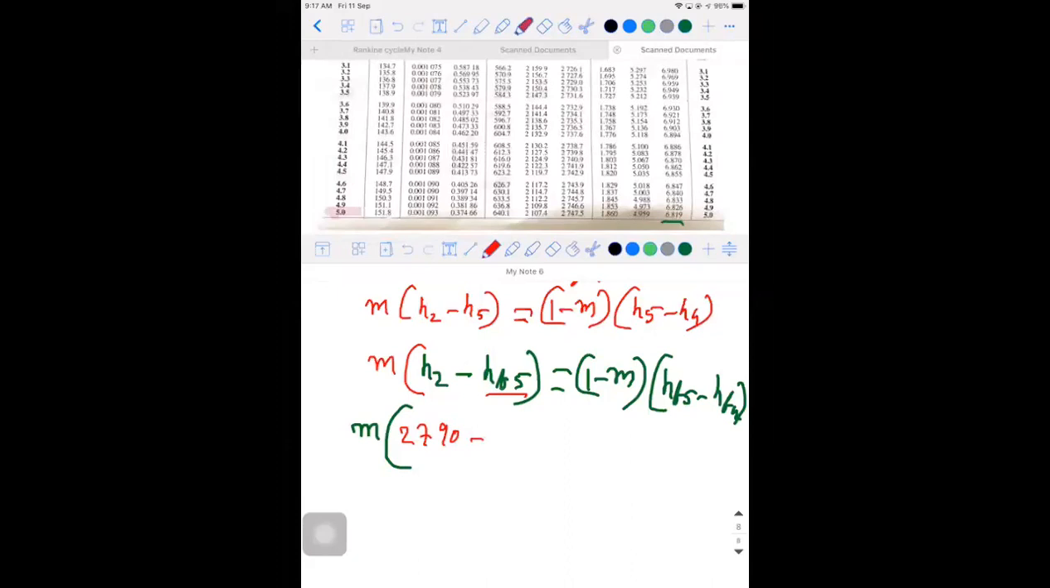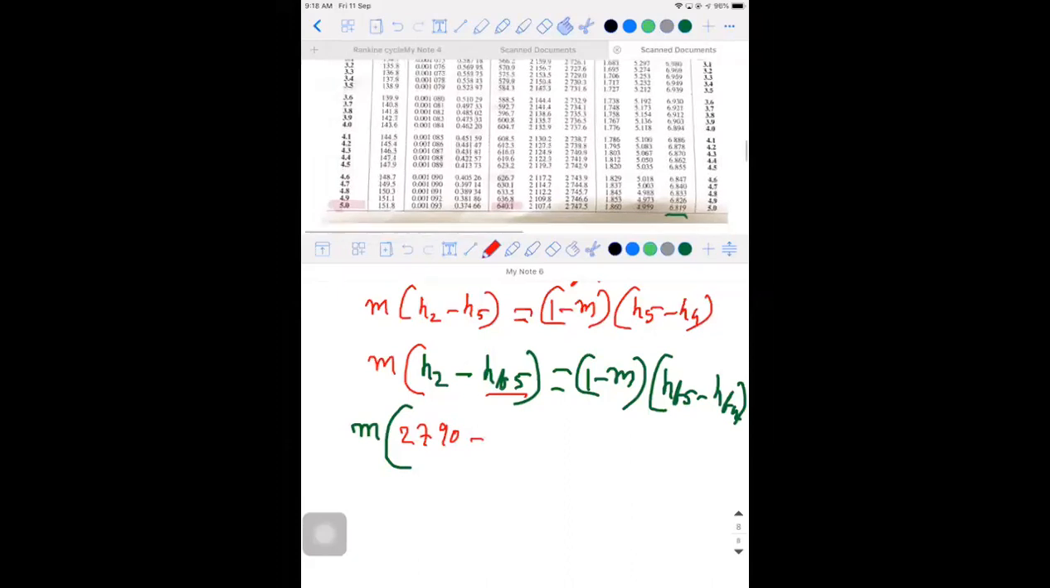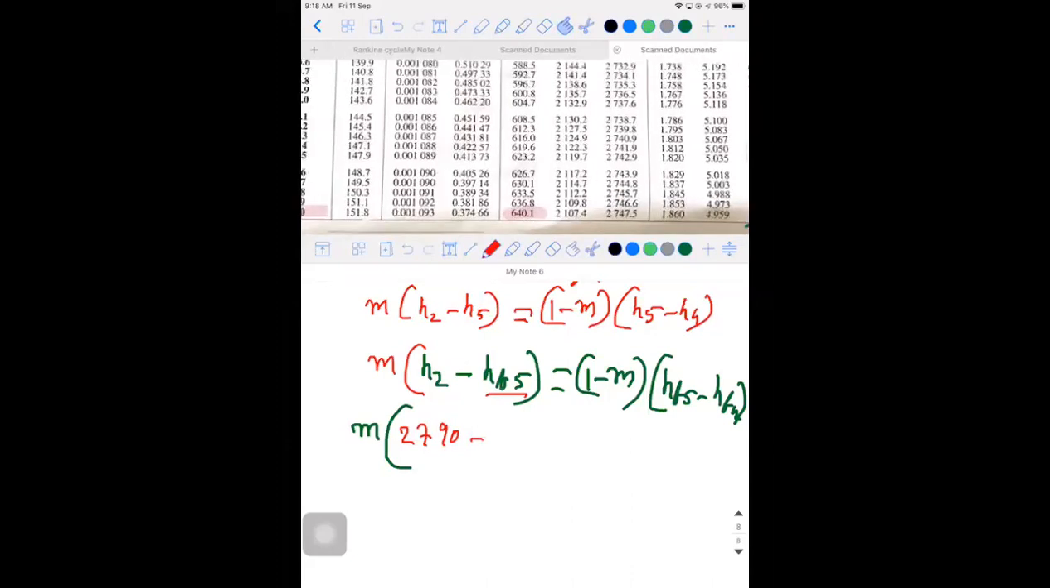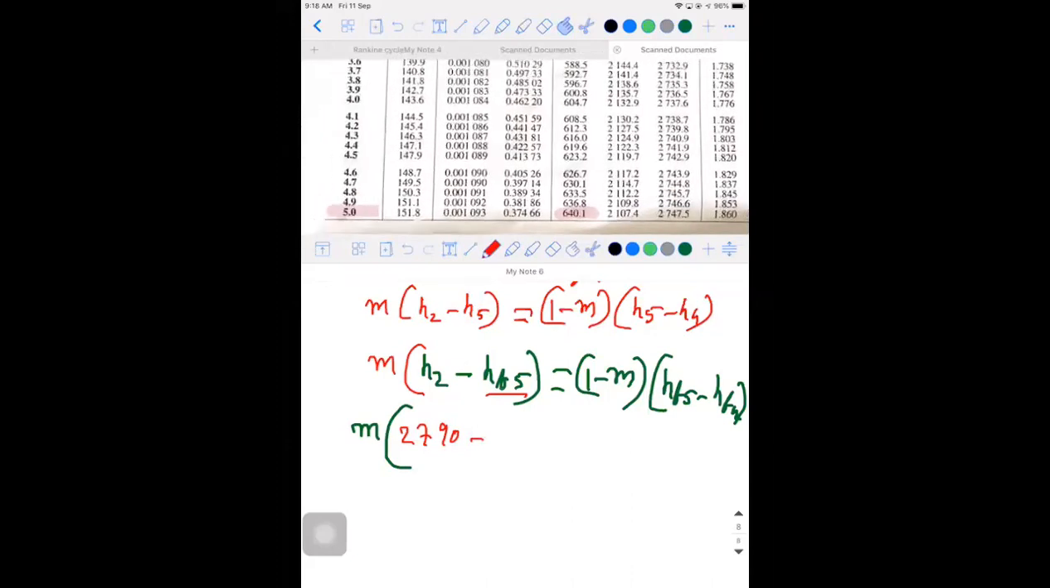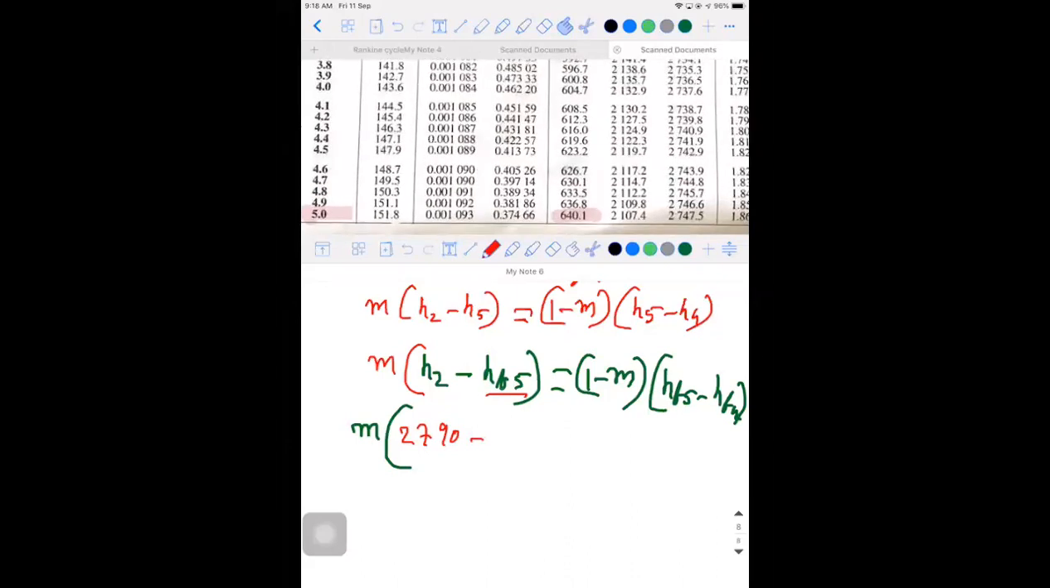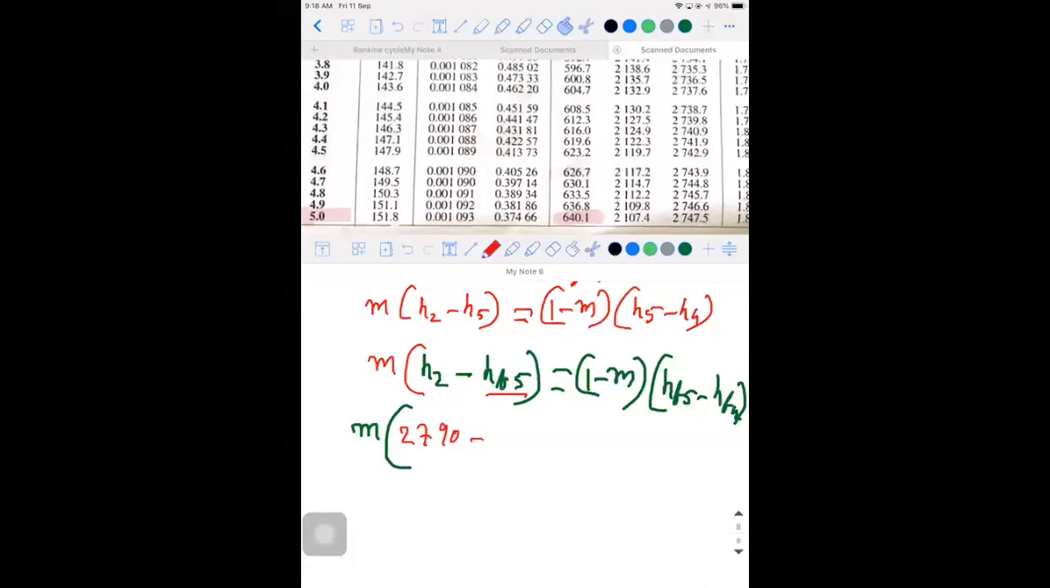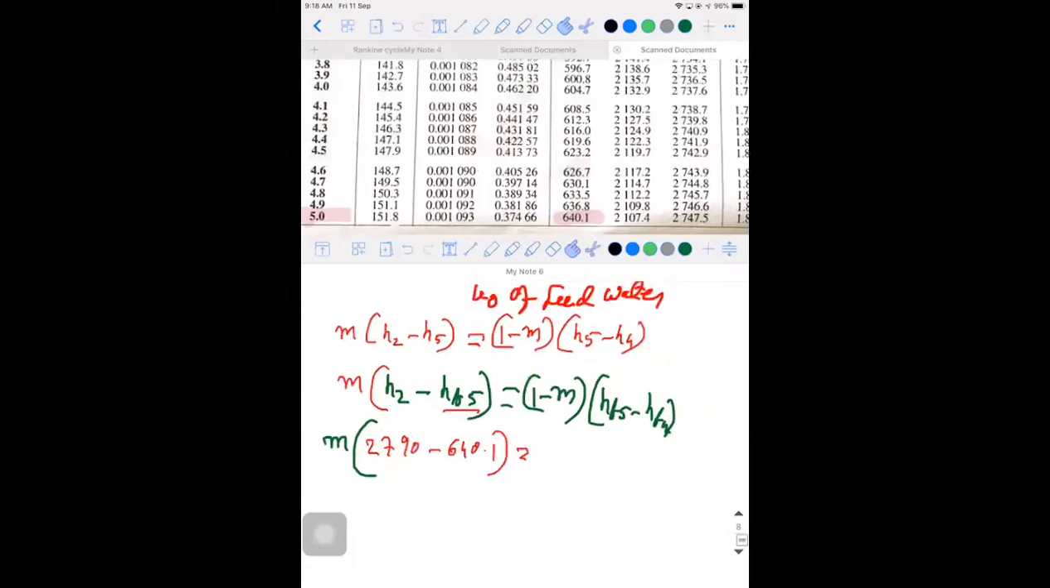Zooming up, 640.1. So what is the value? 640.1. This value you have got from your steam table. I got it from the steam table. Once again, this is 1 minus m into hf.